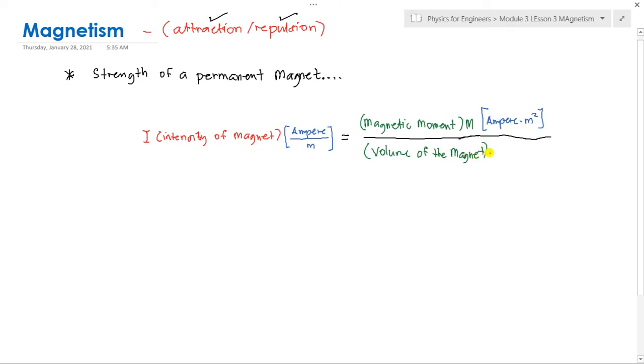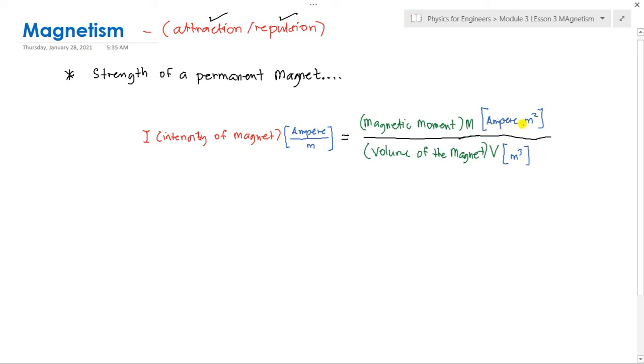Again, this formula applies to permanent magnets, not to electromagnets. So what is the unit of volume? Square meter or cubic meter? Okay, cubic meter. So put here cubic meter.